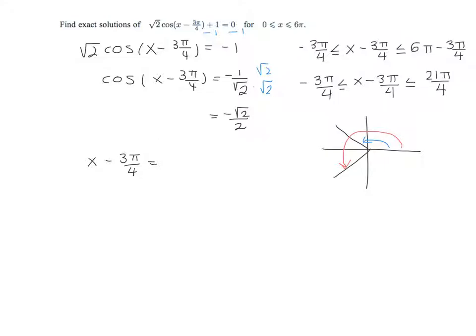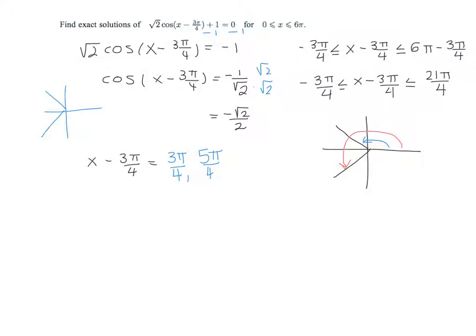So now you've got to think, where is cosine negative? Cosine is negative, all students take calculus, so it's negative on the second and third quadrants. Then, where is cosine negative square root of 2 over 2? That's the 45-degree angle, in other words, pi over 4. So on the second quadrant, the angle has to be 3 pi over 4. The next angle will be 5 pi over 4.